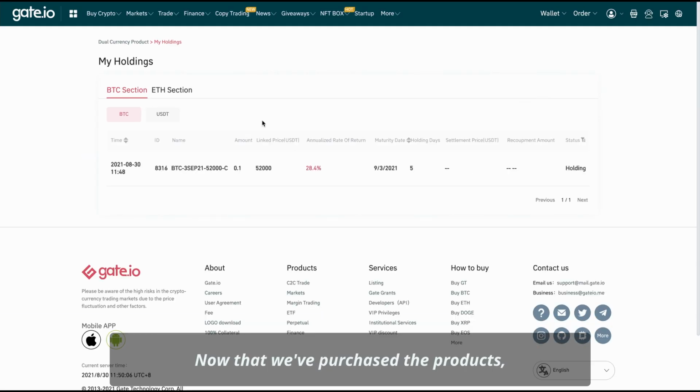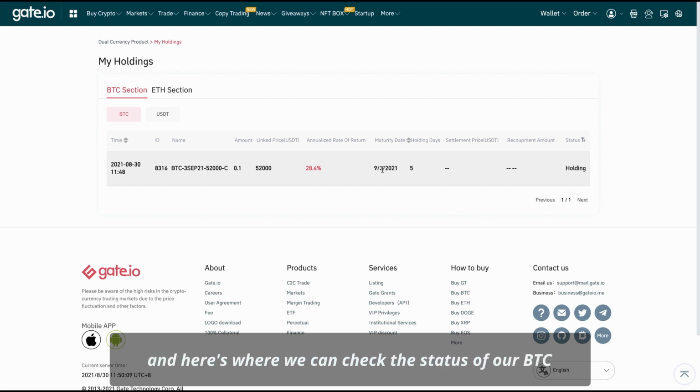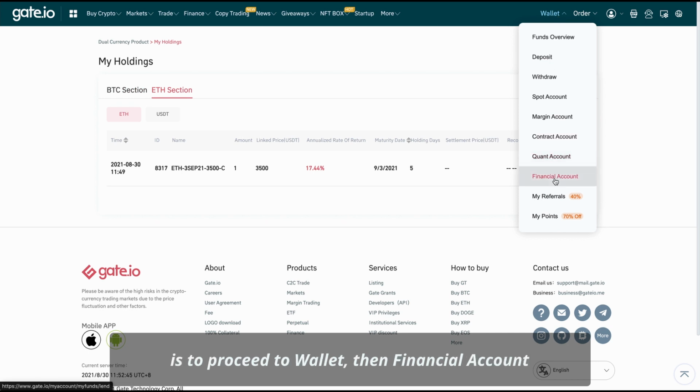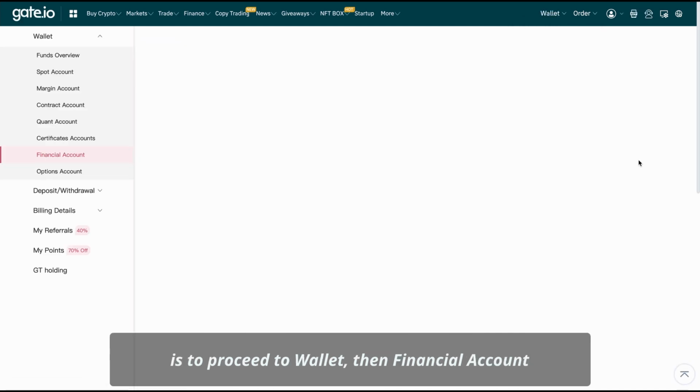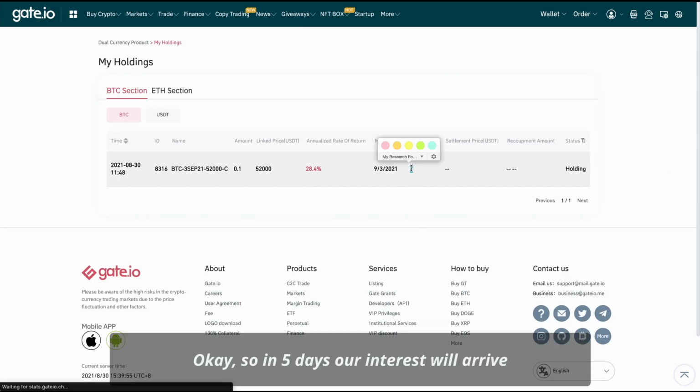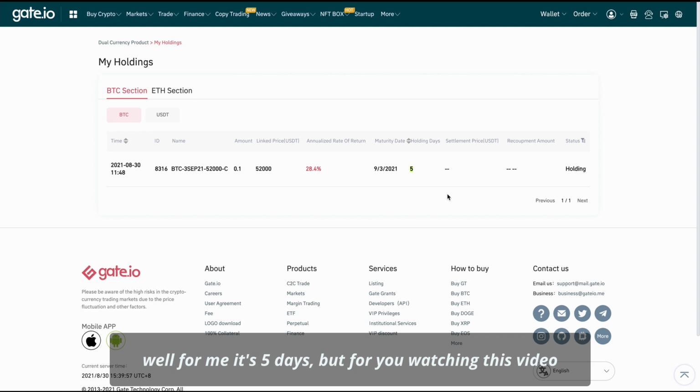Now that we purchased the product, here's where we can check our holdings. Simply click on My Holdings, and here's where we can check on the status of our BTC. Another way of checking our holdings is to proceed to Wallet, then Financial Account. Okay, so in 5 days our interest will arrive. Well, for me it's 5 days, but for you watching this video, it is literally moments away.